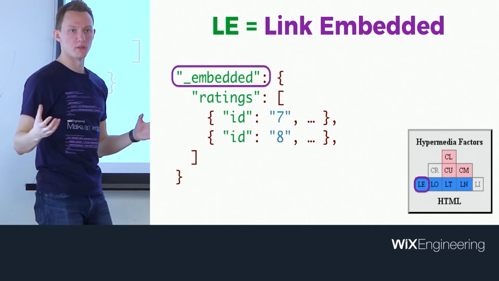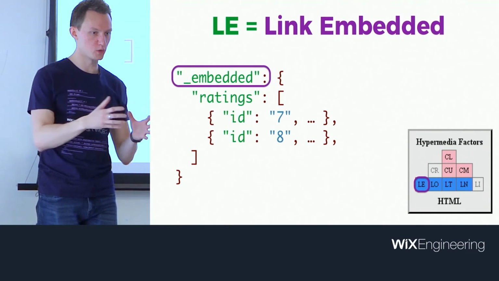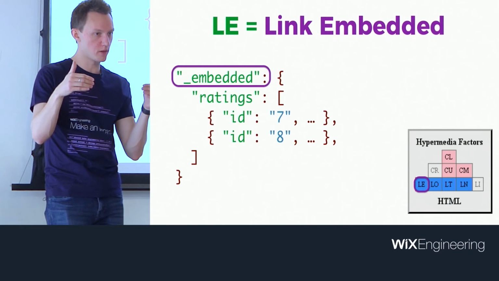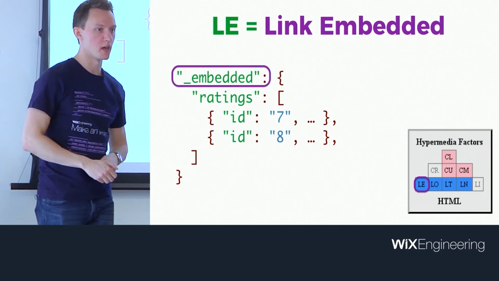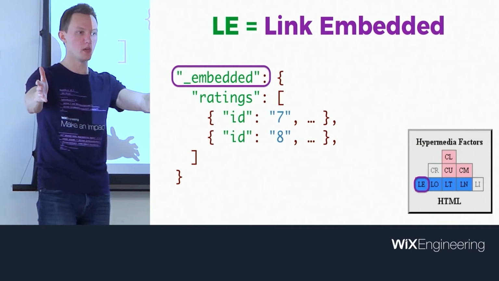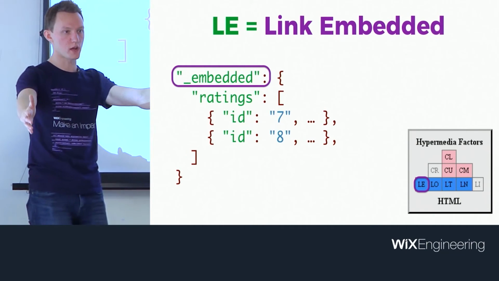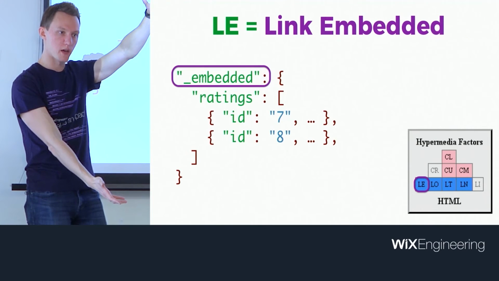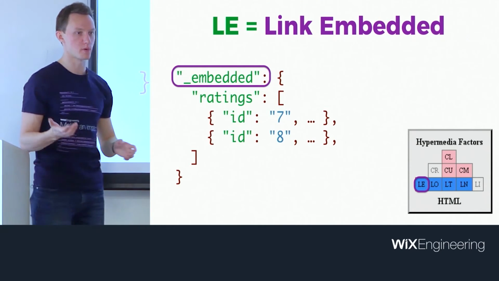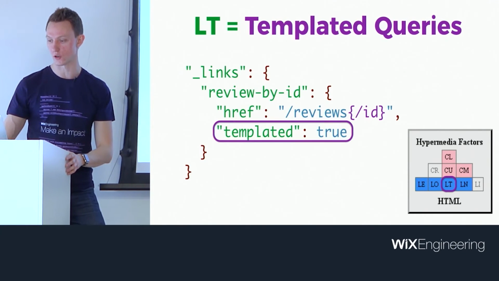In HTML, these are basically images, because you don't display images on a separate page, right? You say, I want to display them in place. And that's what you do with collection resources here, right? When you ask, give me a collection of reviews, you got the resource back, a collection, but there were embedded things in there. And this is another type of hypermedia factor, another type of hypermedia feature.